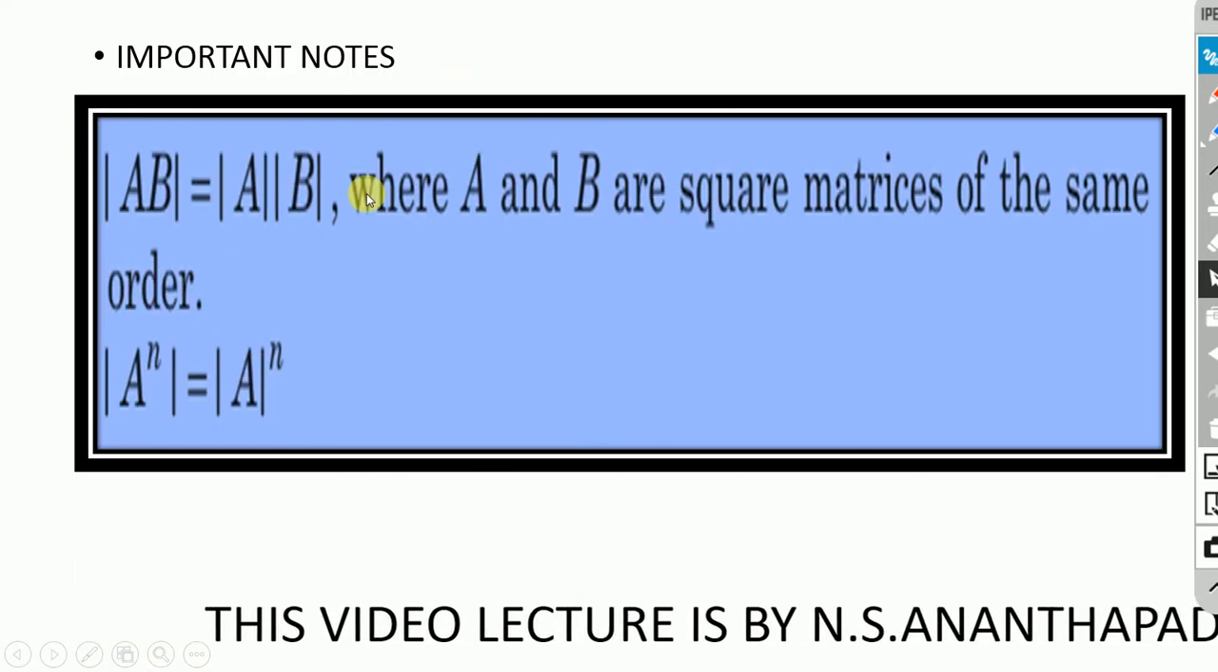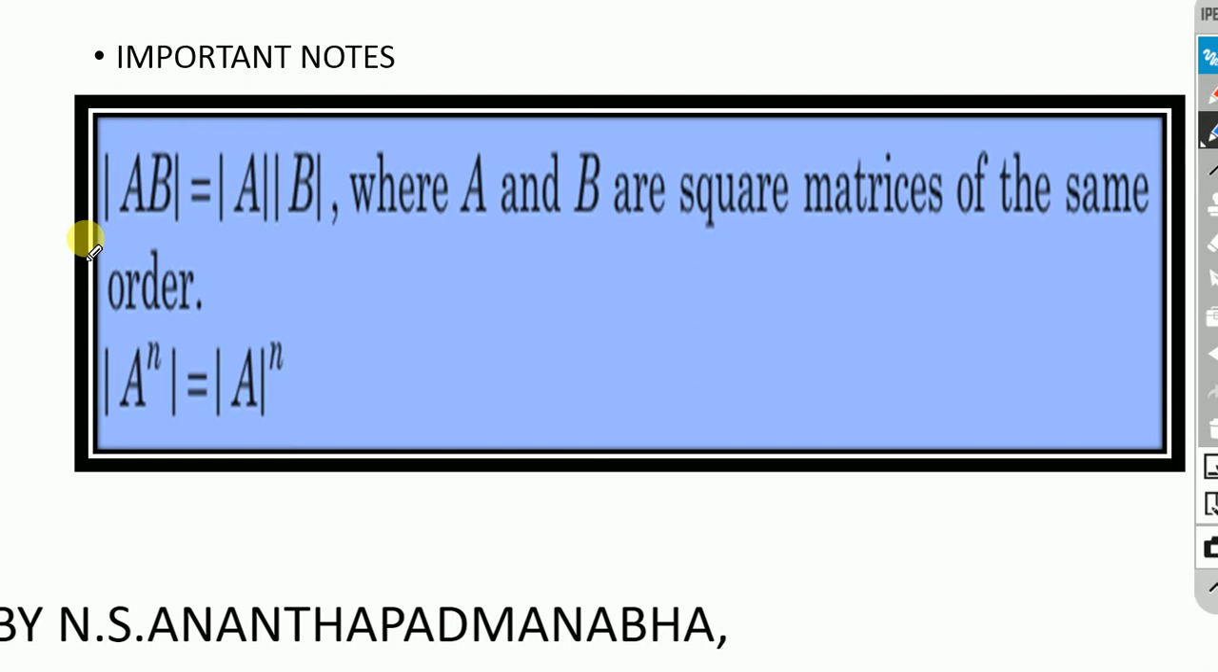Next is an important note here. I have a product of the matrices AB and I am finding the determinant of that product matrix AB. Then determinant of AB is nothing but determinant of A into determinant of B. That is, if you consider two matrices A and B, when you multiply them you will get a matrix AB. Then determinant of AB is determinant of A into determinant of B, where A and B are square matrices of the same order.